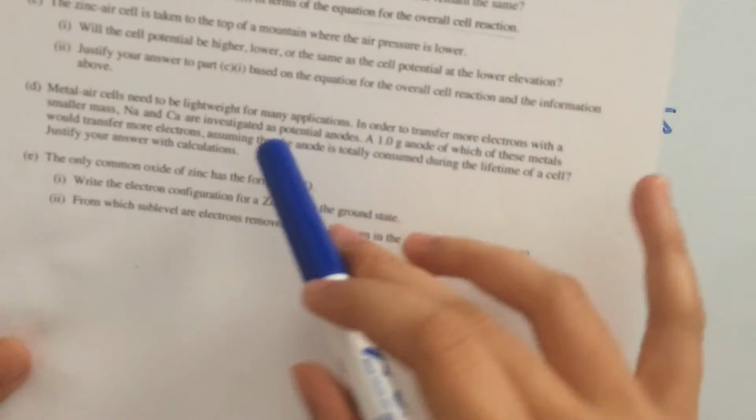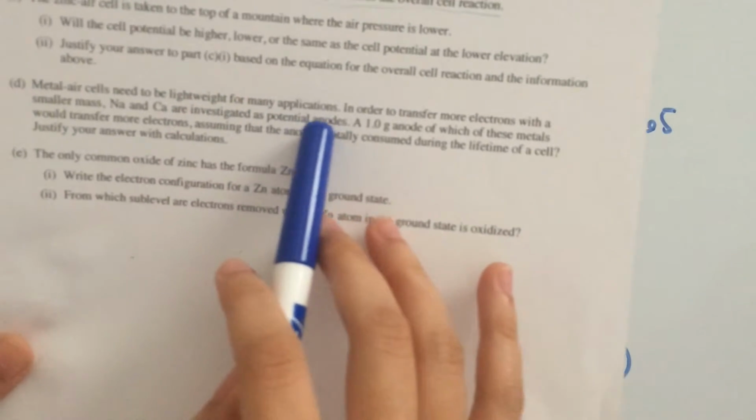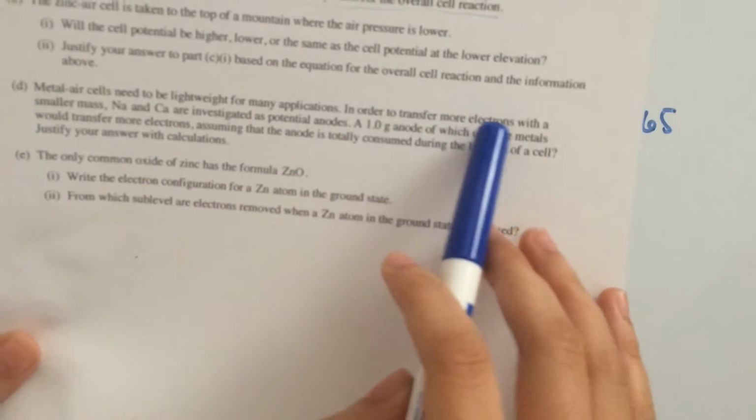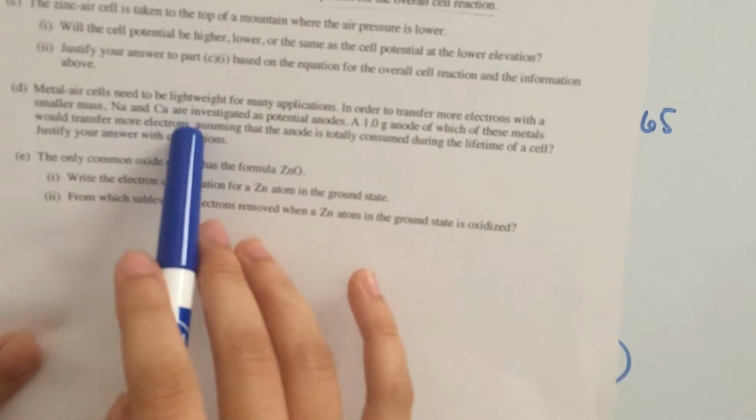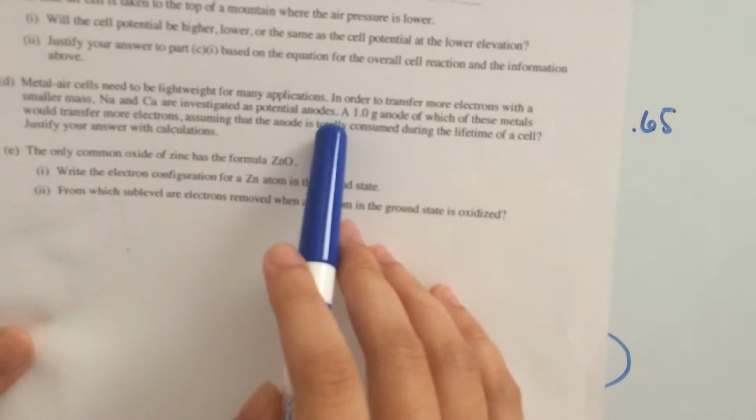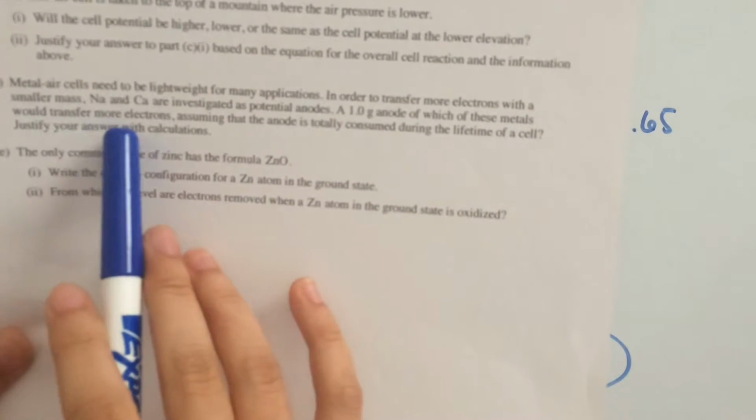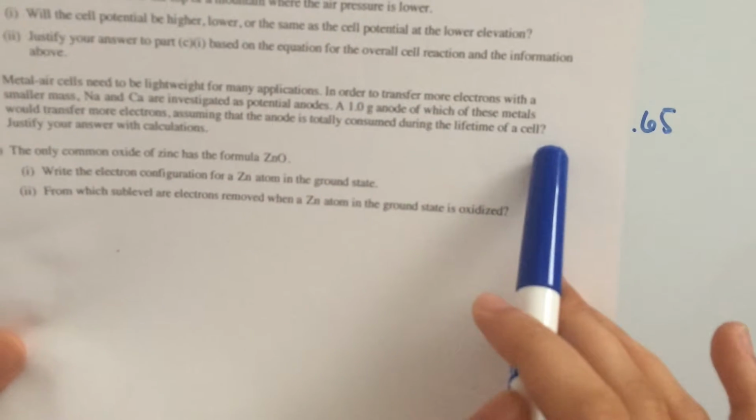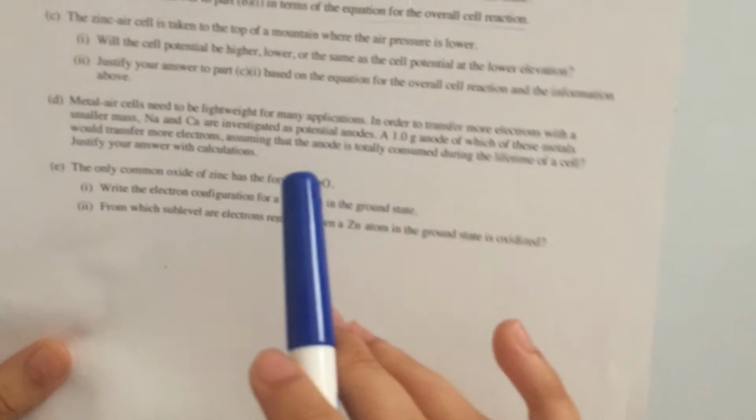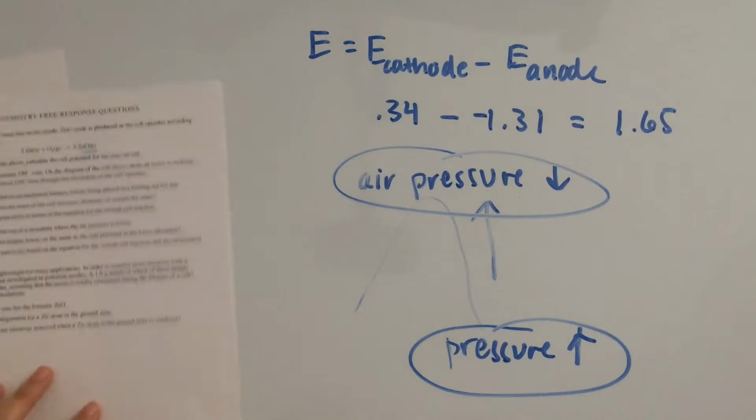All right. Part D. Metal air cells need to be lightweight for many applications. In order to transfer more electrons with a smaller mass, Na and Ca are investigated as potential anodes. A 1 gram anode of which of these metals would transfer more electrons, assuming that the anode is totally consumed during the lifetime of a cell? Justify your answer with calculations. So it's asking us to compare sodium and calcium.